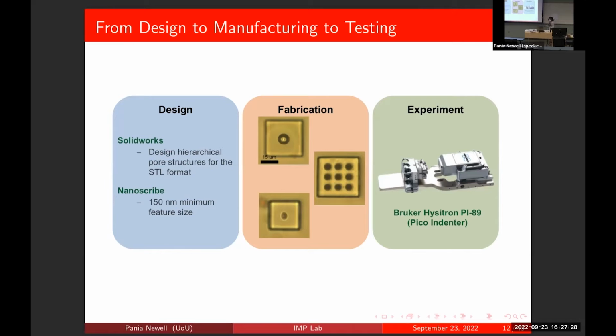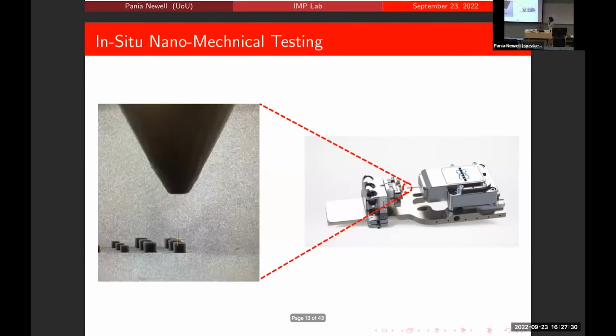So this is an example of the Bruker. This is the probe, and you place your samples here. You can compress them. You can also apply tension, you can apply torsion, and also you can apply fracture and fatigue testing to them. So these are very difficult, challenging tests, very complex.